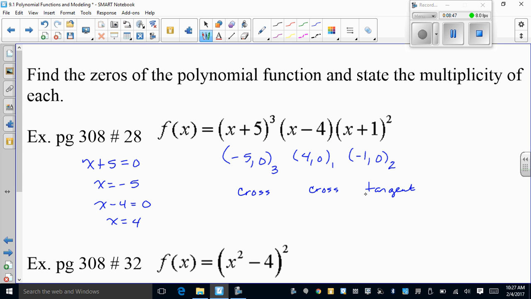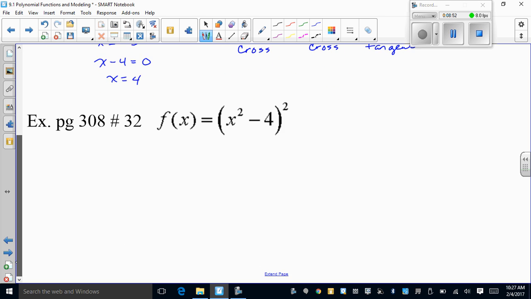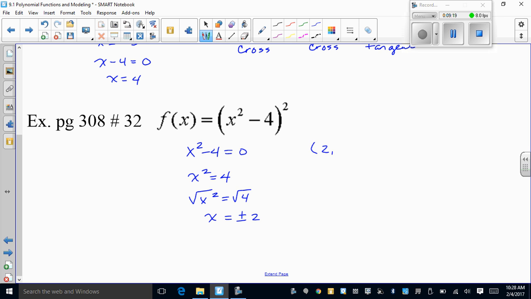Okay, so let's look at this one. This time I have x^2 - 4, and this thing is squared, so that's our multiplicity, equals 0. So x^2 = 4. Square root both sides and you get x = plus or minus 2. So our zeros here are (2, 0) with a multiplicity of 2, and (-2, 0) with a multiplicity of 2, because remember, this guy happened twice.